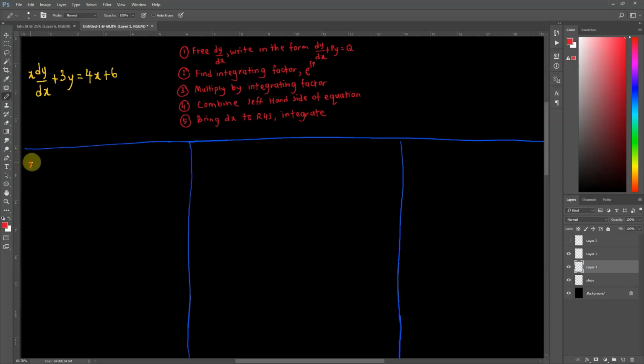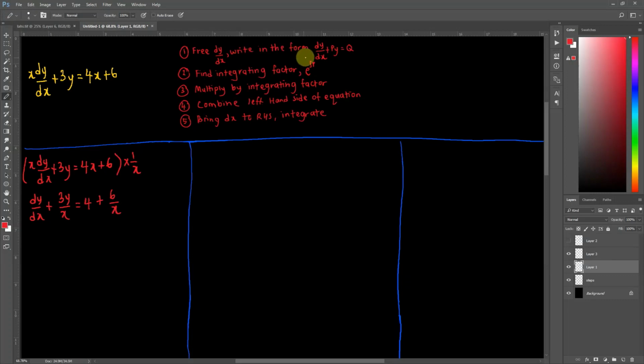So I copy our question first: x dy/dx plus 3y equals 4x plus 6. So how to get rid of x? We will multiply by 1 over x. So when we multiply by 1 over x, I will get dy/dx plus 3y over x equals 4 plus 6 over x. So this part is done. We have already freed dy/dx.